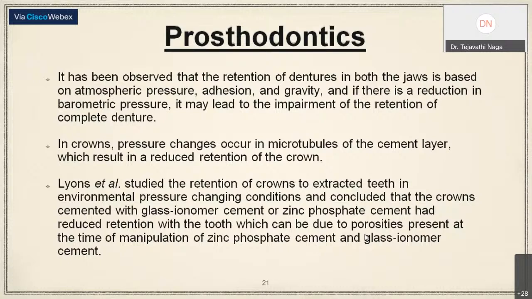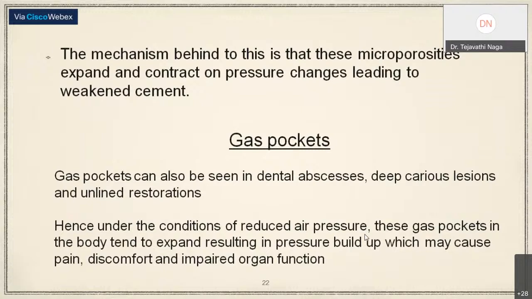If you can just recollect, in your second year we are taught to mix the glass ionomer cement as well as the zinc phosphate cement to the luting consistency. We are taught to do that to remove the gas porosities in the mixing cement. In case they are there, it can explode during barometric changes. This happens in crowns and bridges if you have not mixed the zinc phosphate and glass ionomer cement well during cementation. The mechanism behind this is that these microporosities expand and contract on pressure changes, leading to weakened cement.